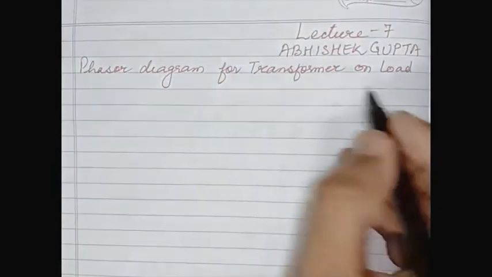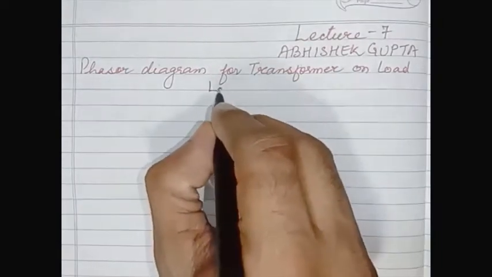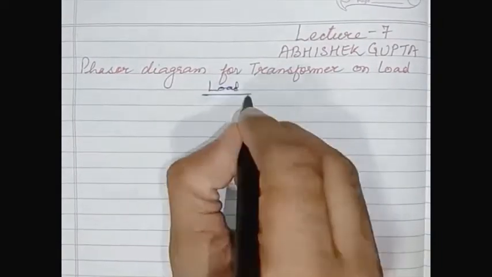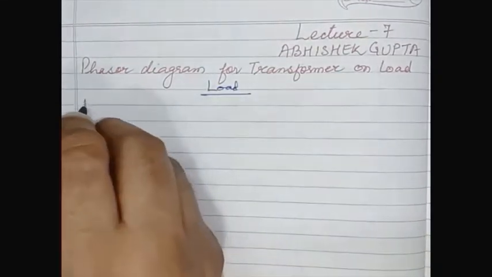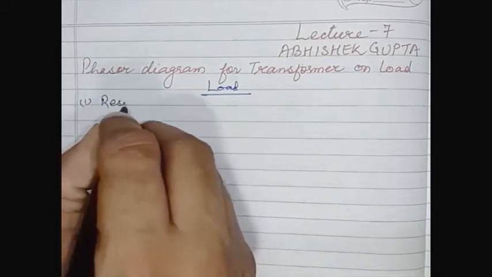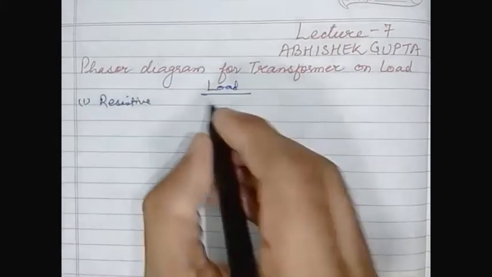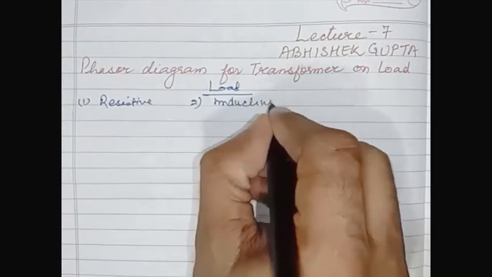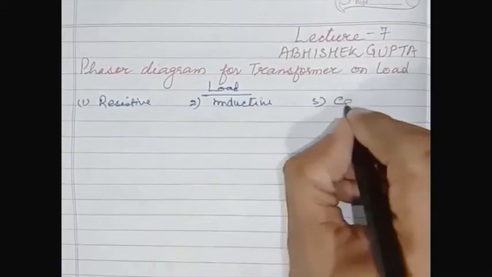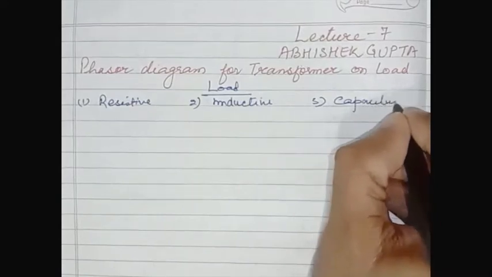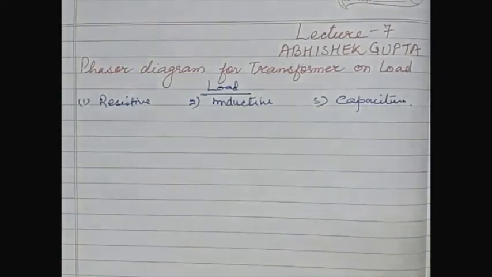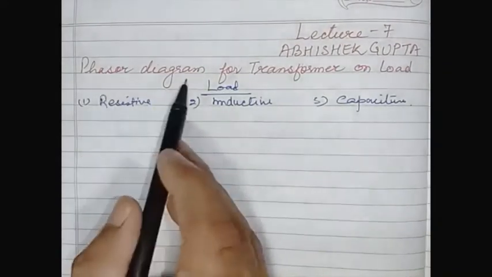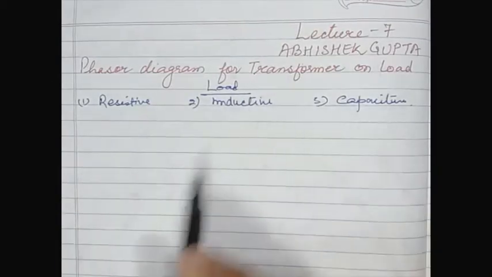Now, loads basically are of three types. First is resistive load, second inductive, and the third is capacitive. So we'll have a quick review of the phasor diagram for these three loads.